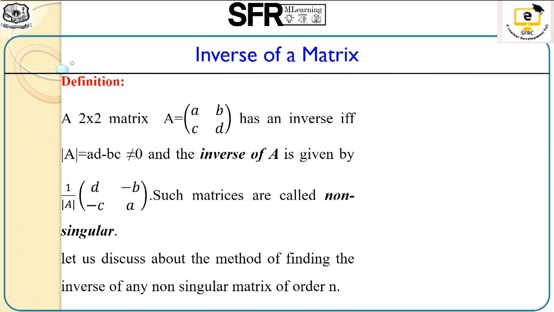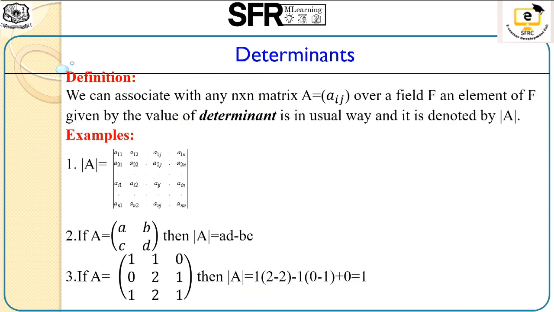Let us discuss in detail the method of finding the inverse of any non-singular matrix of order n. First of all, I want to define determinant. Then only I can easily find the inverse of a matrix. We can associate with any n cross n matrix A equal to [aij] over a field F an element of the field F, given by the value of the determinant in the usual way, and it is denoted by determinant of A. If A equal to [a, b; c, d], then determinant A equals ad minus bc. If it is not equal to 0, then only we can find the inverse of the matrix.